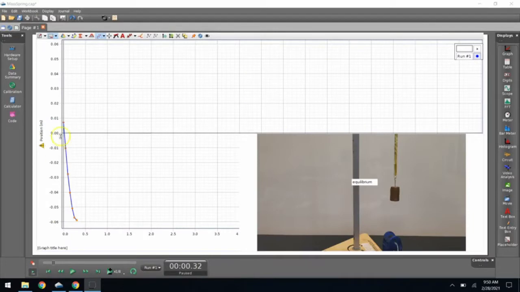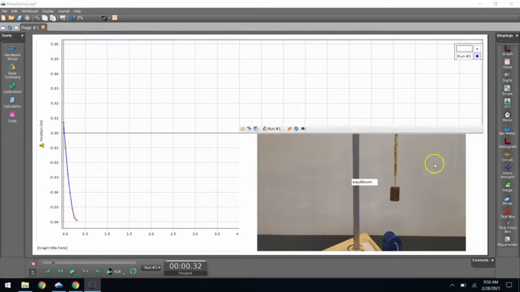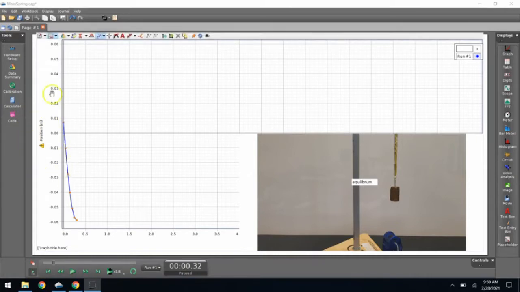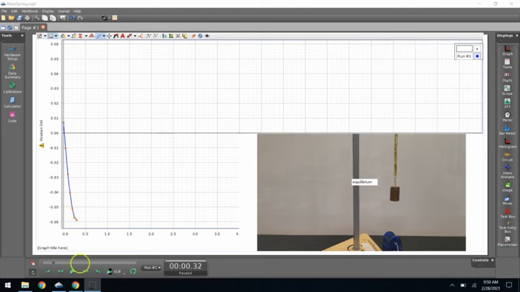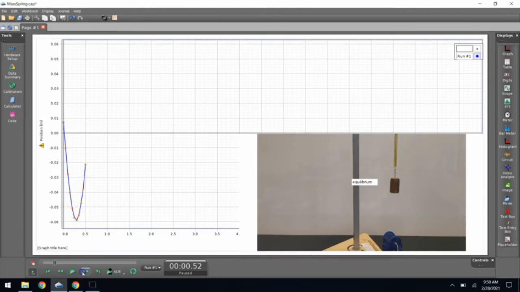Okay, so here in the Capstone program, we've got our video over here, and it's synced up to the data collection, and I've selected position versus time over here, and then I've gone ahead and marked the equilibrium position of our mass on a spring on the video frame here. So what I'm going to do is click through frame by frame. Right now we'll notice that it's below equilibrium, and we have a negative position over here. Now it's moving upwards, and at this point right here, the center basically reaches that equilibrium position.